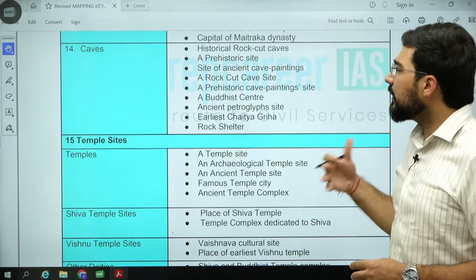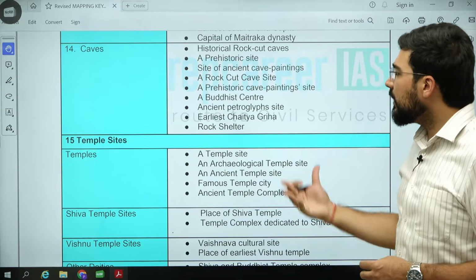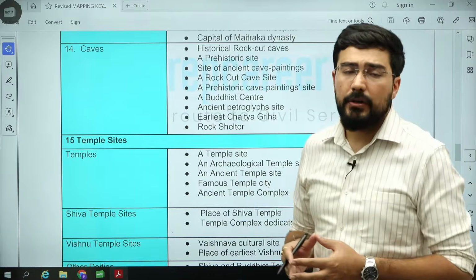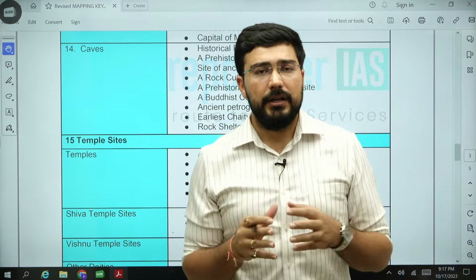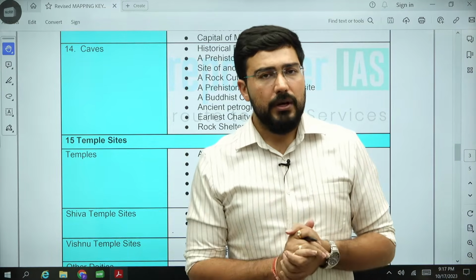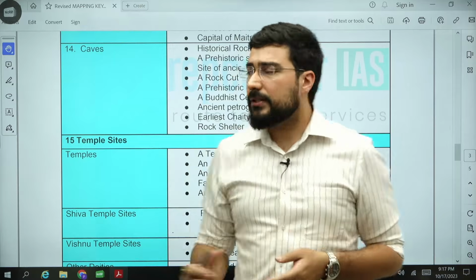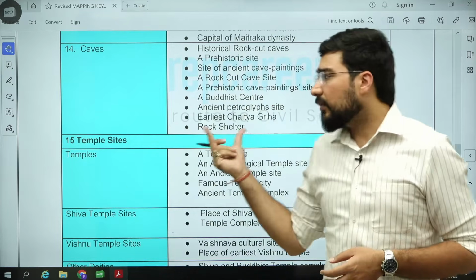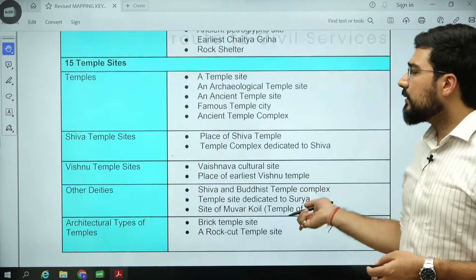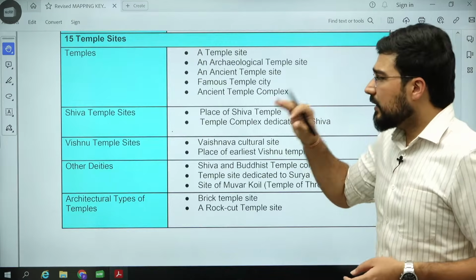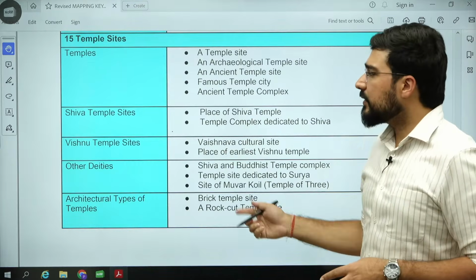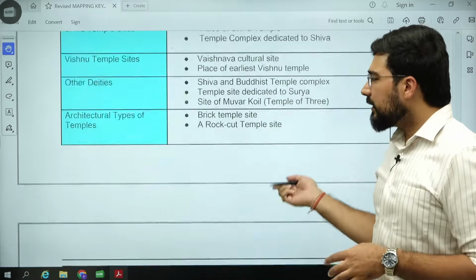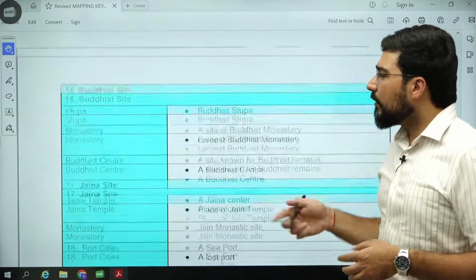Caves: historical cave, prehistoric site, ancient cave painting, ancient petroglyph site. So petroglyphs, two categories of caves are there: natural caves versus man-made caves. Both have been asked by UPSC. This category remains very, very important. Within temple site, there are lots of categories. Just basic temple site, Shiva temple, Vishnu temple, other deities, brick temple site, rock cut temple site.